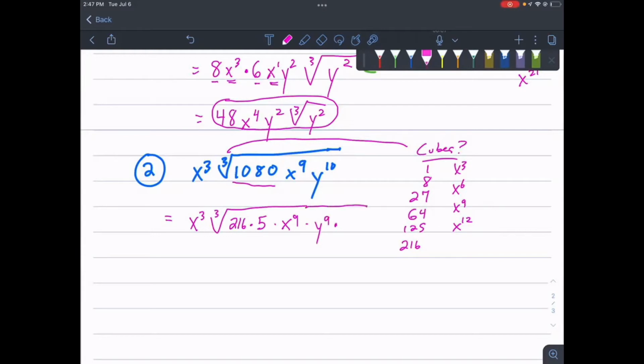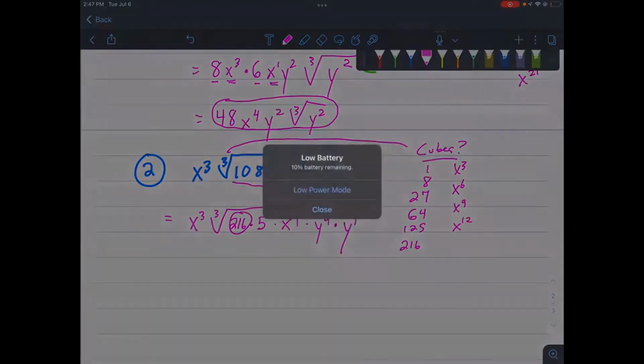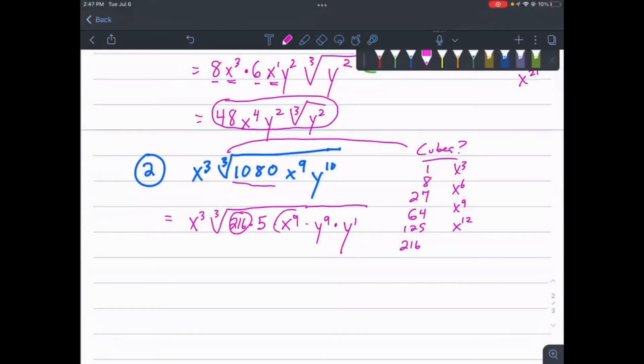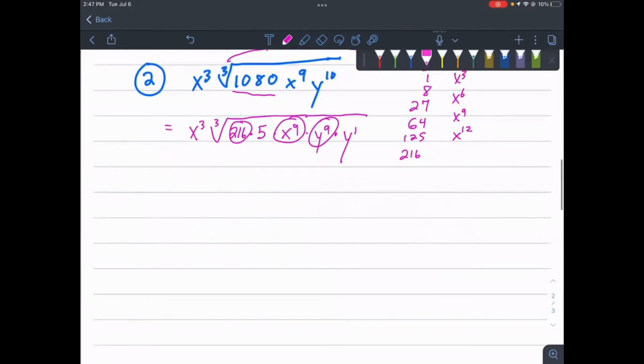times, hopefully you can anticipate what power of y it's going to be. Y to the ninth times y to the first, because these still need to be y to the 10th, y to the ninth times y to the first. But we're going to take out that one. X to the ninth is a perfect cube, y to the ninth is perfect cube, and then the 5 and y to the first are going to stay inside.